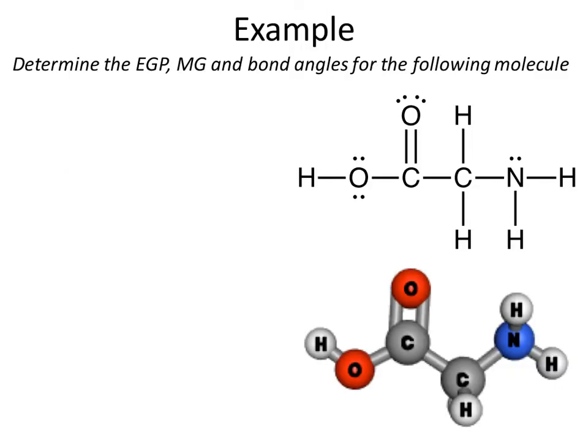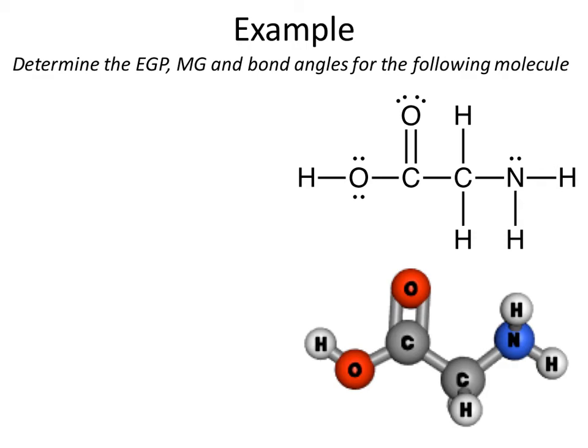So let's look at an example here. Let's determine the EPG, the MG, and bond angles for each of the following molecules. Now in this case, we have to look at how many central atoms we have. We have oxygen, carbon, carbon, and nitrogen. So again, we have to look at our different areas for our EPGs. We have to look at how many charge areas we have, and for our MGs, how many bonds we have.